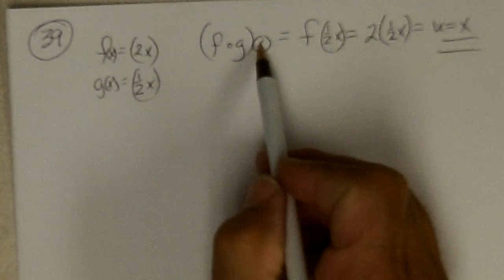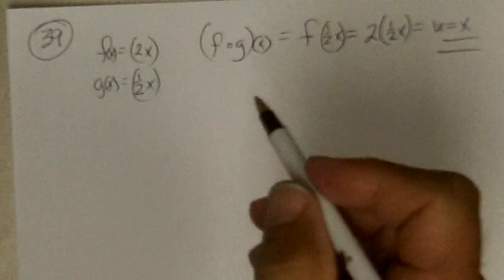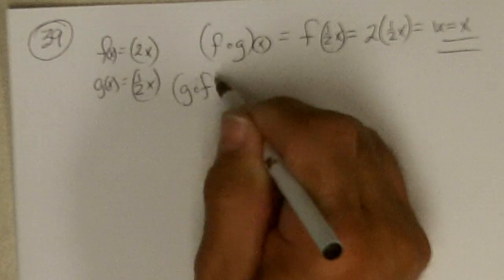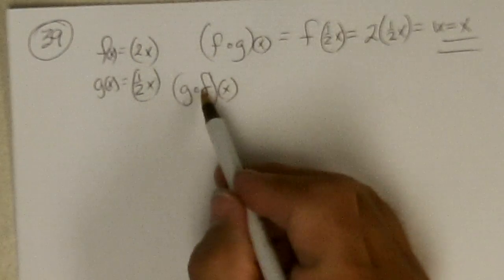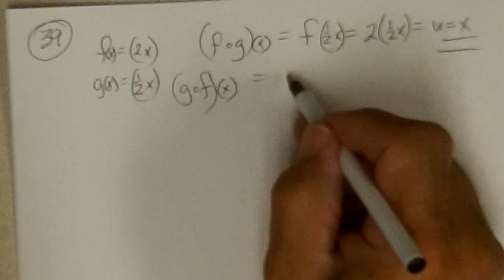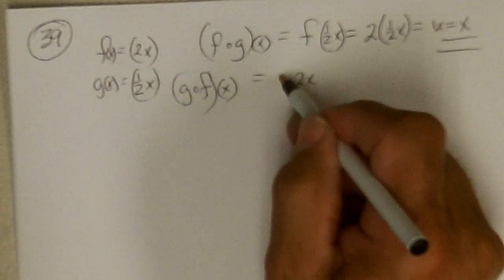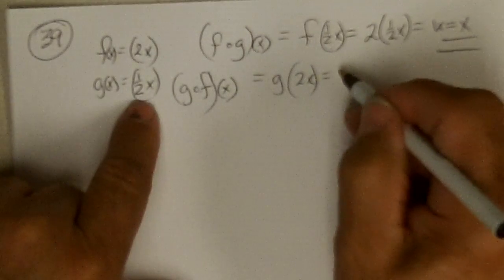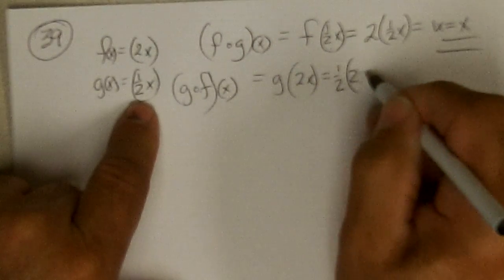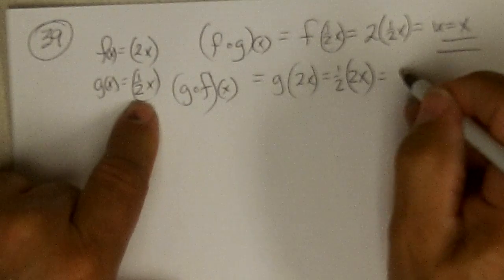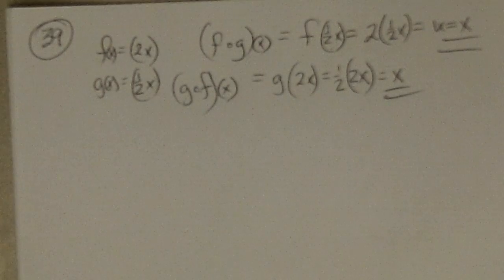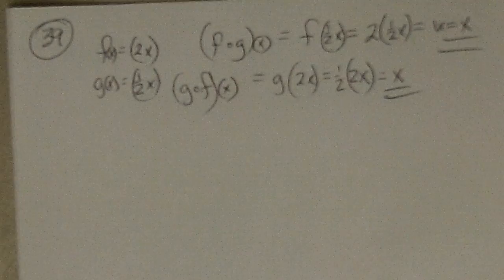Oh, and I put the x into g and then into f, and it says do it again for g of f of x. So f of x is 2x, so I'm going to put 2x into g, and that would be 1/2 times 2x, which is x. So pretty much verified that one's the inverse of the other. And that's 5.1.